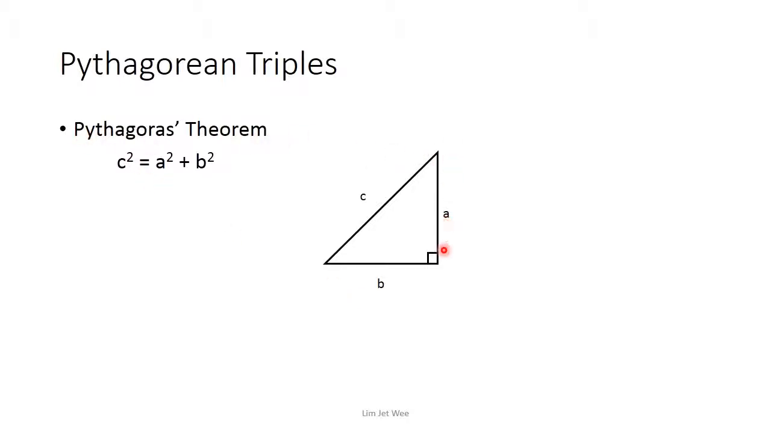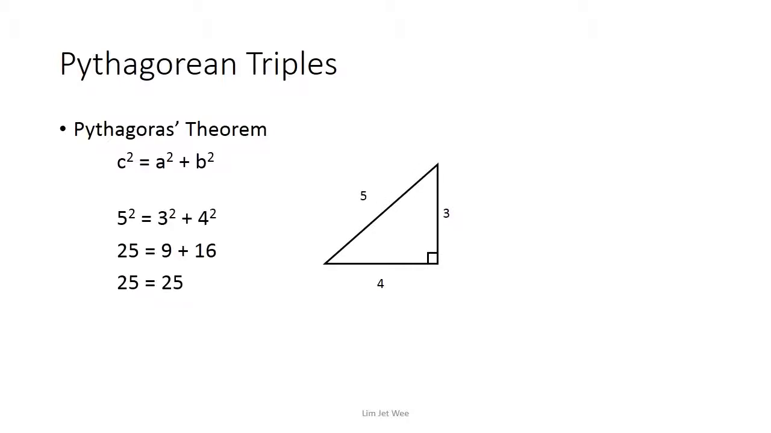So if I have a triangle A, B and C with a right angle at A and B, we already know that based on the Pythagoras theorem, we are going to get a formula like this: the hypotenuse, which is C squared, is equal to the two sides, A squared plus B squared. This is from the previous session.